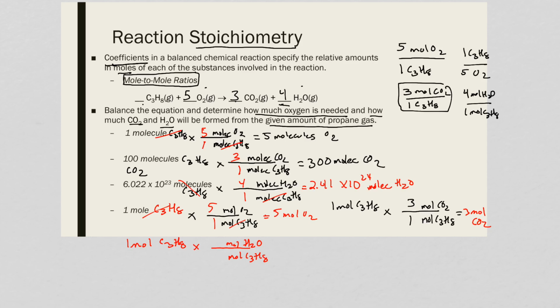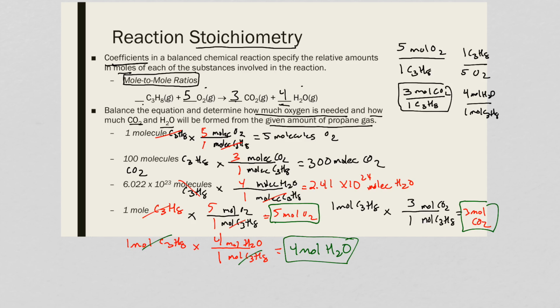So if I convert, I look at my ratio, I have 4 to 1. And so clearly, if I do my math, I cancel out my units, and I'm going to end up with 4 moles of water. So starting with 1 mole of propane, I need to react it with 5 moles of water. I could produce 3 moles of CO2 and 4 moles of water.